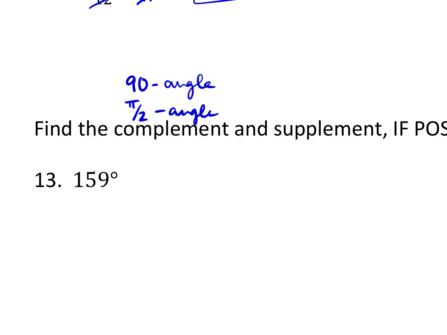What about for the supplement? What do 2 supplementary angles add up to? 180. So we do 180 minus the angle. And then what if it was in radians? Pi minus the angle. So complementary add up to 90 or pi over 2. And then supplementary add up to 180 or pi.